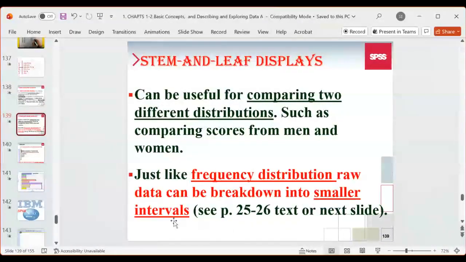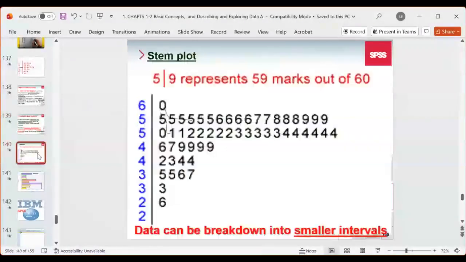If you have many numbers, like 50s and all that, same thing. You can break it down, like you have too many 50s here, so you can break it down from 50 to 54 at the bottom, and then 55 to 59. You can do that. You don't do this manually at all.